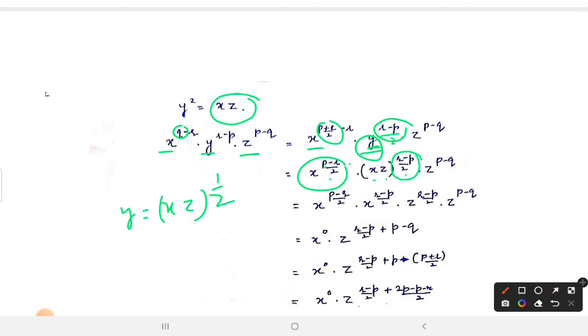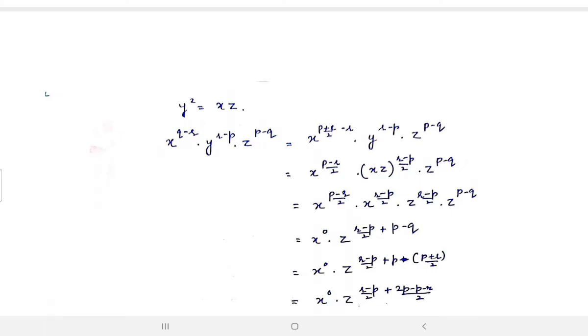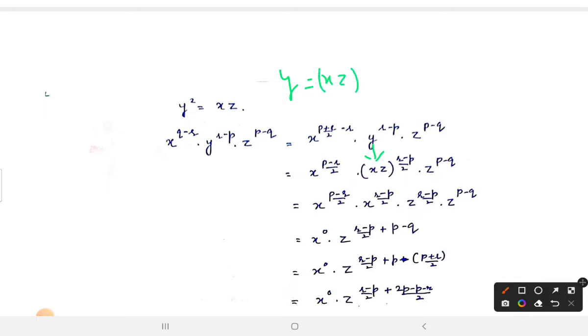So this will be r minus p divided by 2. Here you have to put the value of y. y is xz to the power 1 by 2. Again this as it is. So these are in multiplication, so powers get added. When you add, r cancels with r, p cancels with p. So you will get x to the power 0.